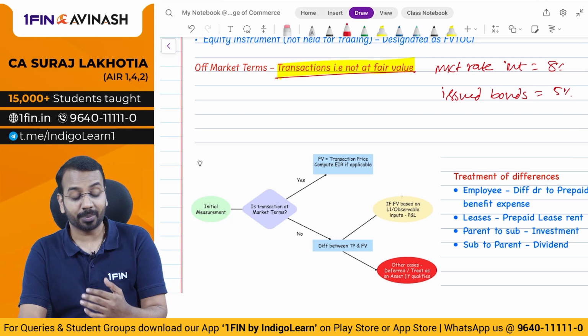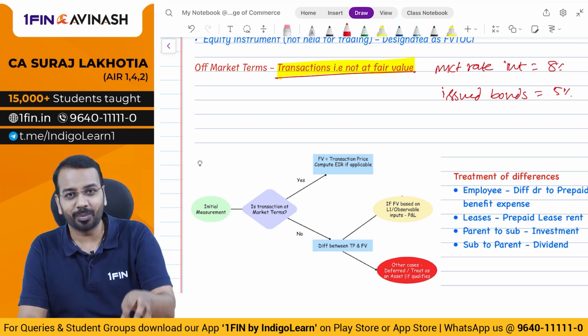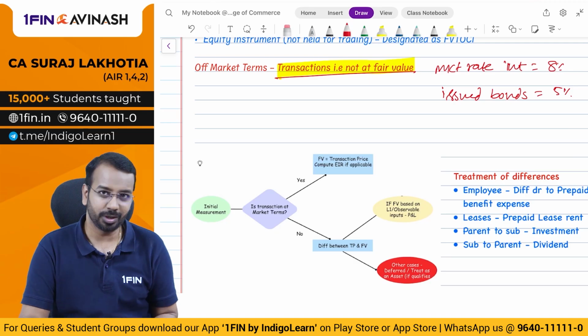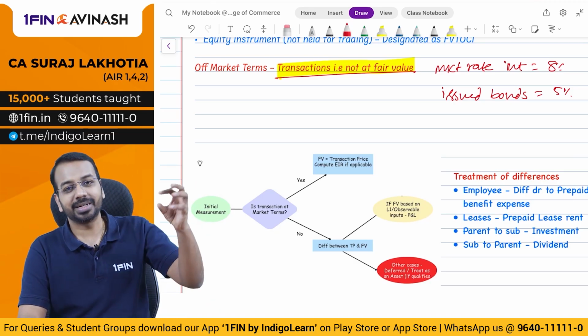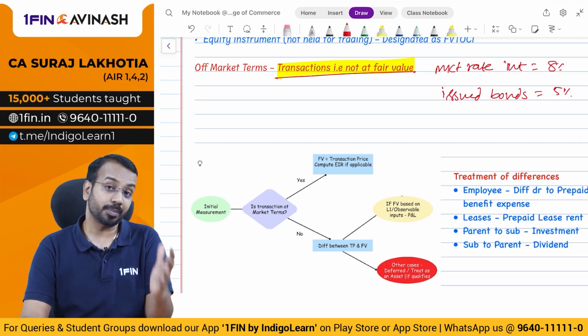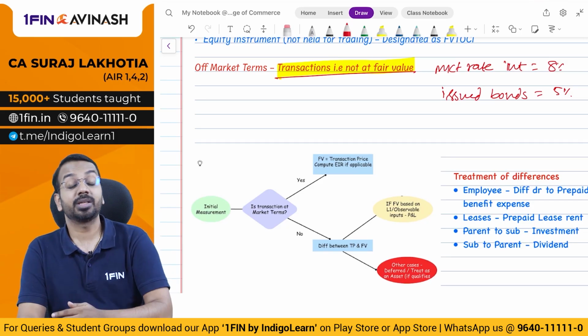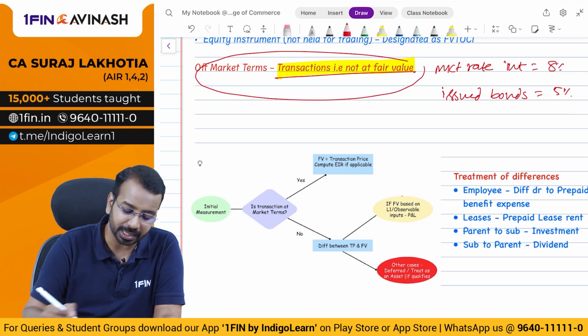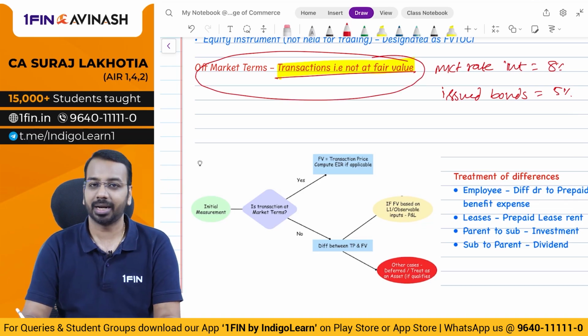Possible. Sometimes a company may give its employees a discounted rate of interest in case of employee loans, or a parent may give a discounted rate of interest to its subsidiary, or a subsidiary may invest in the parent. Sometimes there may be interest free loans. All of these are off market transactions, or transactions that are not done at fair value.